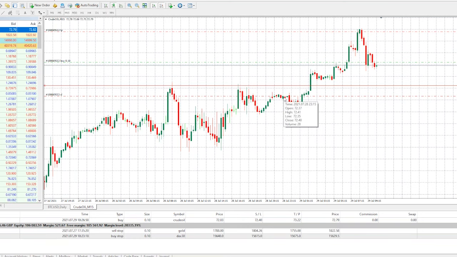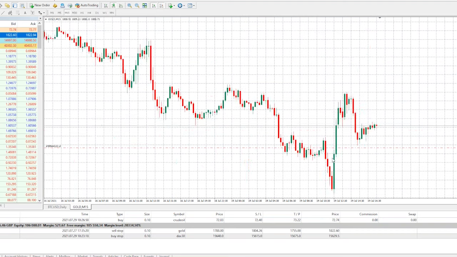And right now I'm on the MT4 platform. Some of those stocks, maybe the Virgin Atlantic stock, is on the MT5 platform, which I don't have open at the moment. Okay, so let's take a look at gold.